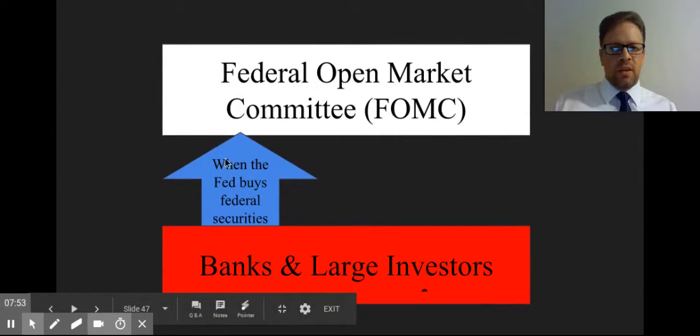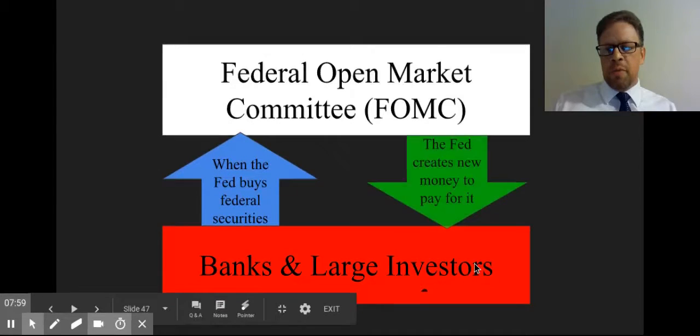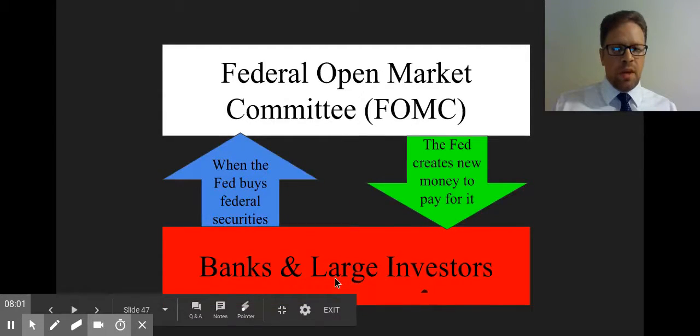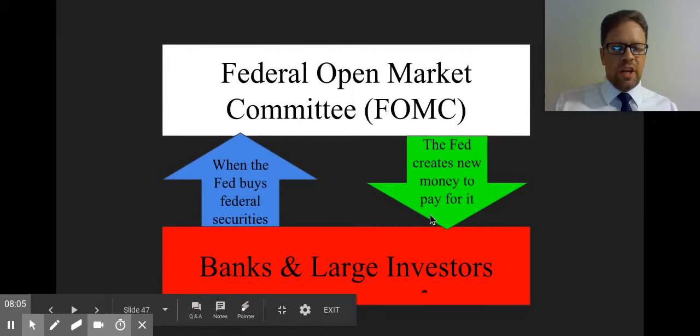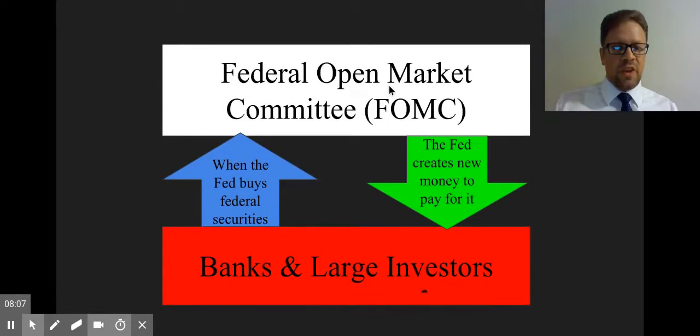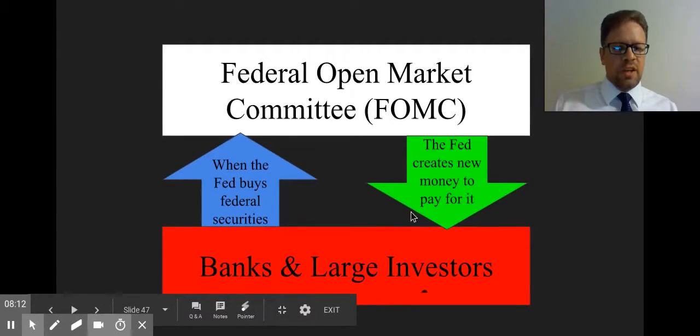So again, if the Fed is buying these securities from banks and other large investors, this will physically pump new reserves into the economy. So basically, when they are buying, they are creating new money because the Federal Reserve is the one that prints the money. So when they're paying you, they're actually printing new money to give to banks and large investors, which then trickles its way to everybody else in the economy.